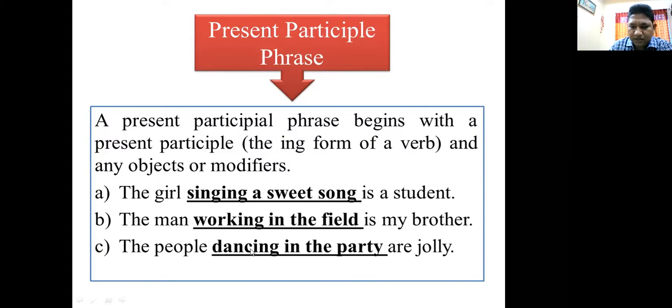Dancing in the party. Dancing is a present participle here. But dancing in the party is an example of a present participle phrase. So in a present participle phrase, you will see a verb in ing form plus other words.